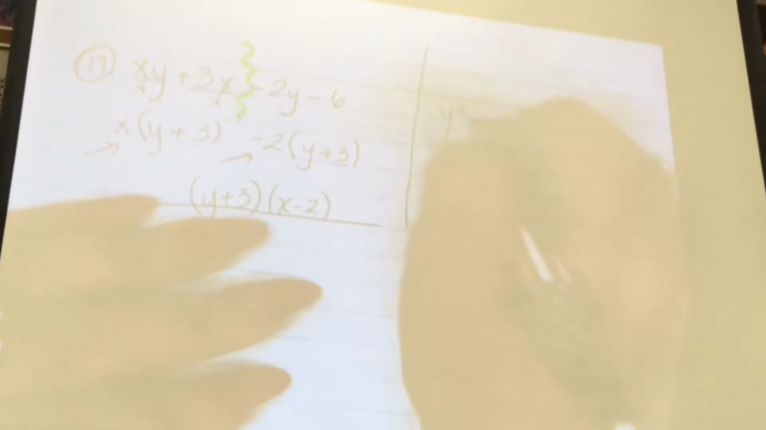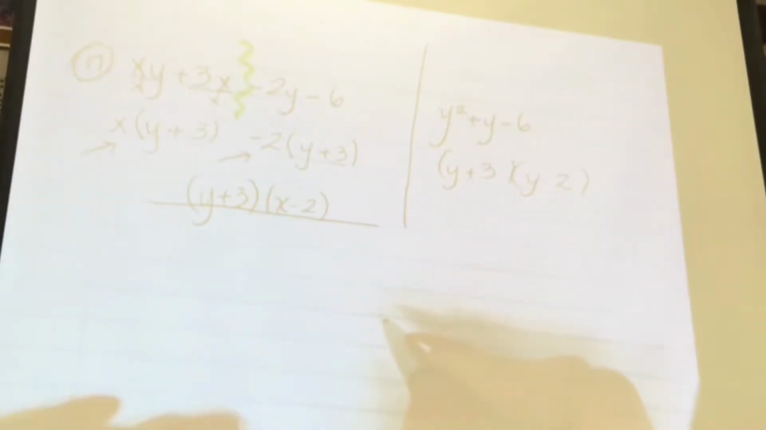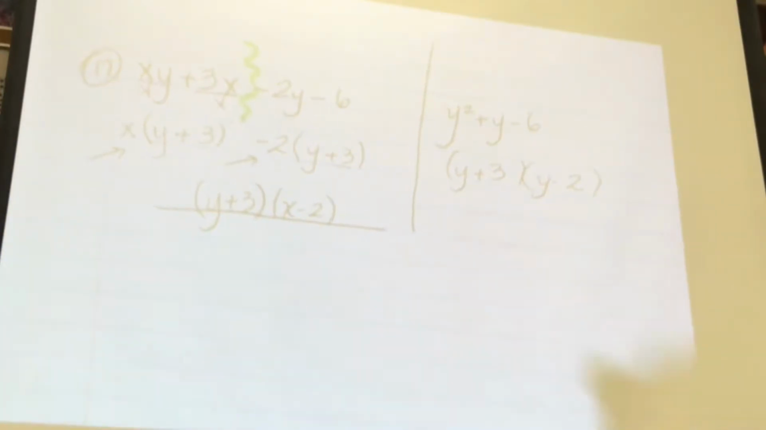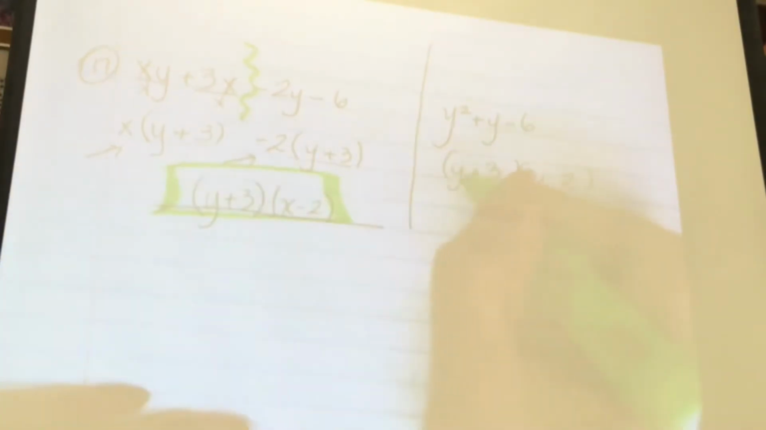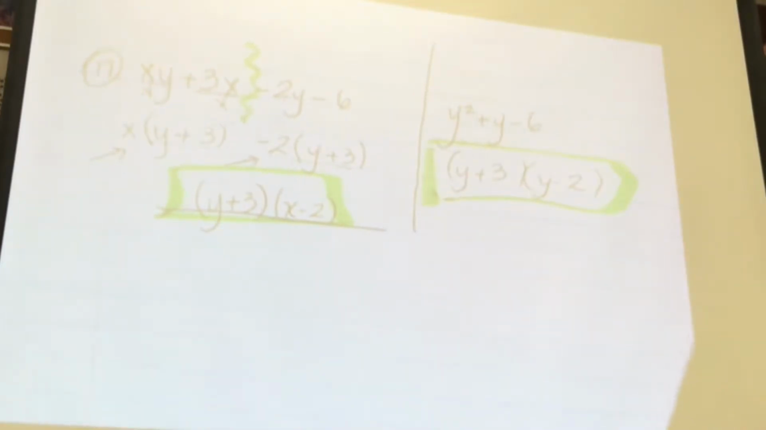Let's do the denominator, which is y squared plus y minus 6. How do you factor y squared plus y minus 6? Y plus 3 and y minus 2. Good. So this right here is my numerator. This is my denominator. So now I'm just going to put them on top of each other. I have y plus 3 and x minus 2 over y plus 3 and y minus 2.